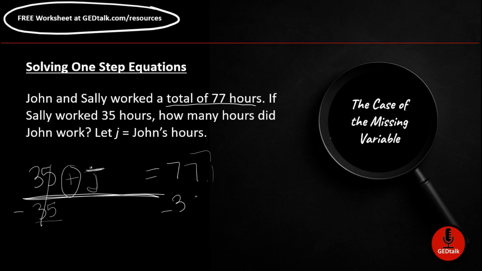And then I'm going to do the same thing on the right, because whatever you do to one side, you have to do to the other. So 7 minus 5 equals 2. 7 minus 3 equals 4. So J, John's hours, equals 42.